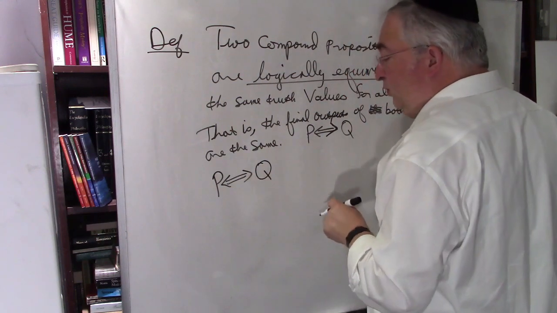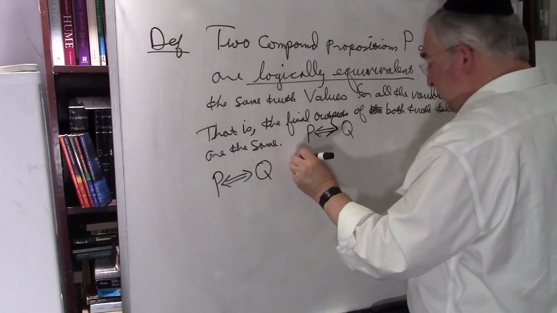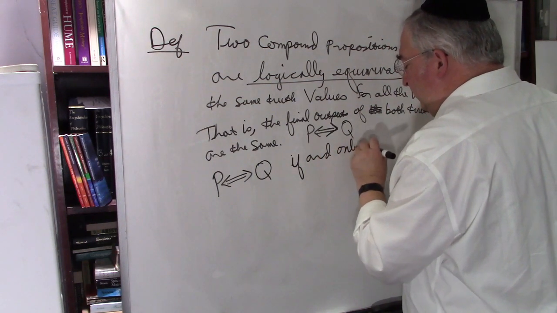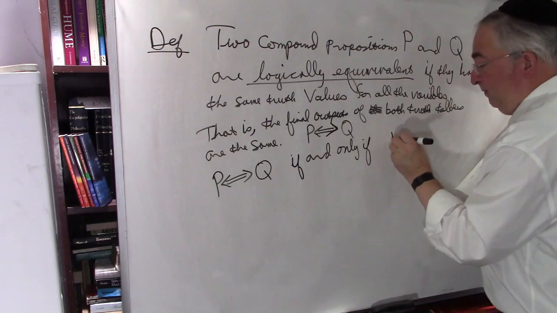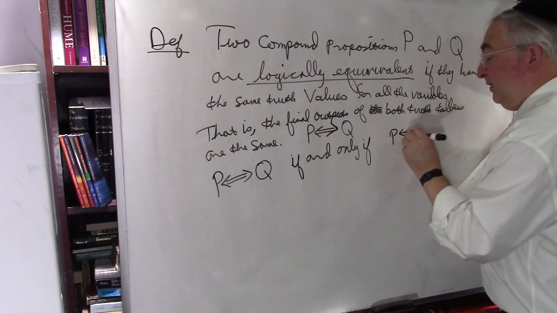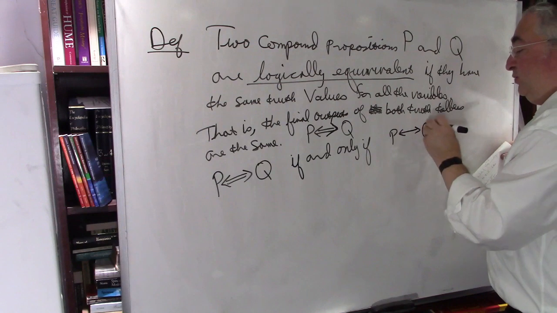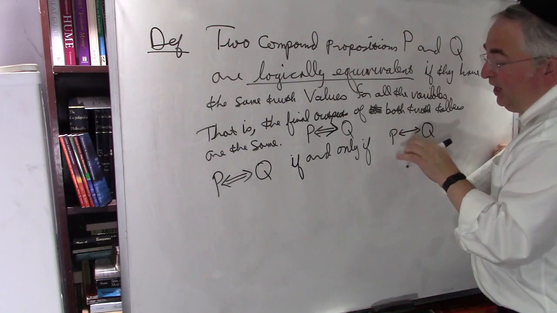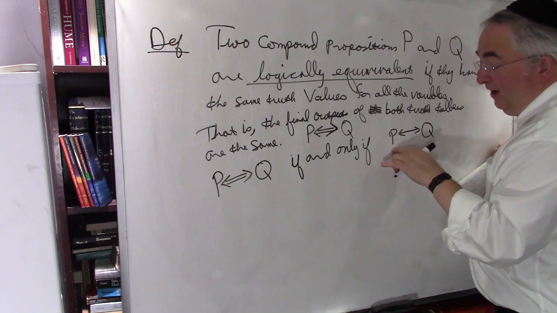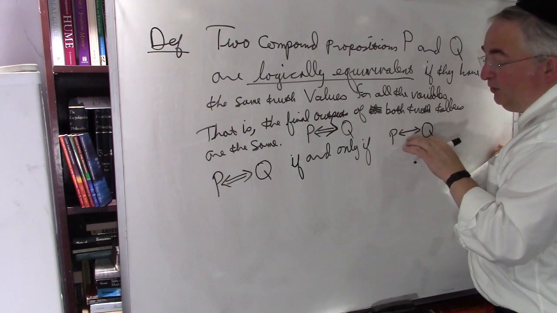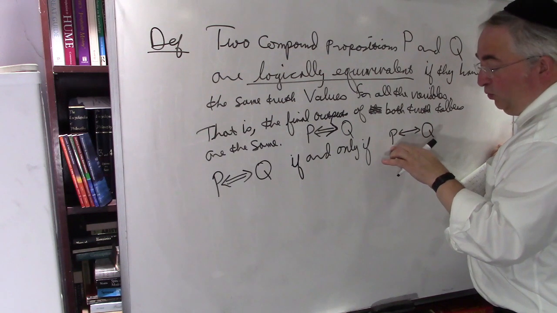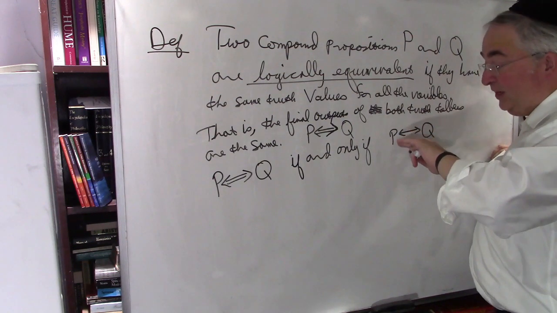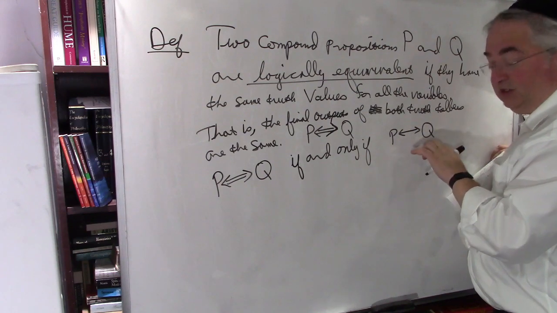P is logically equivalent to Q if and only if I write down P, and then I do a double arrow here, and then I do this. Now let's go to our cheat sheet and remember what this symbol is. This symbol says if this is a 0 and this is a 0, then it's true. If this is a 1 and this is a 1, then it's true. They both have to be the same. They can't be this is 0, this is 1, or this is 1, this is 0.